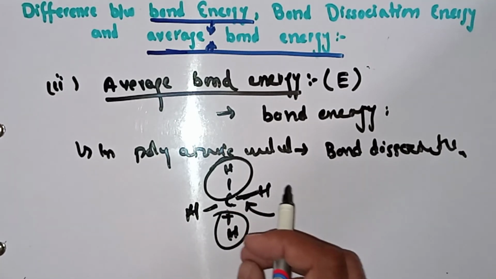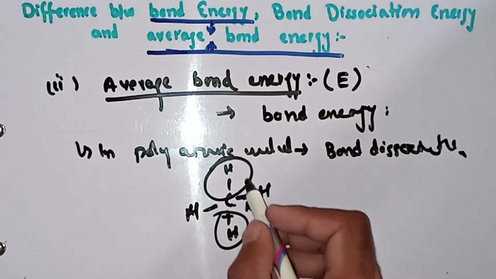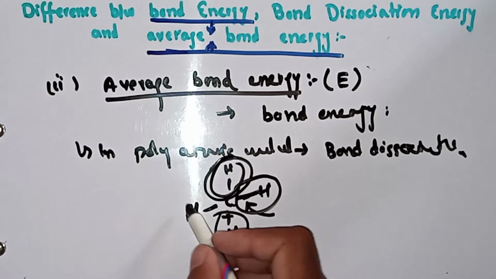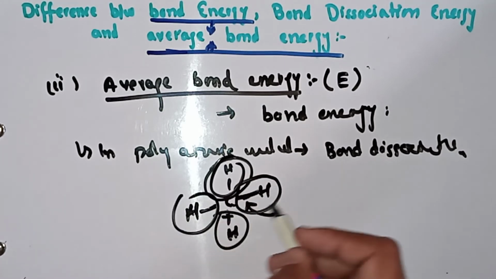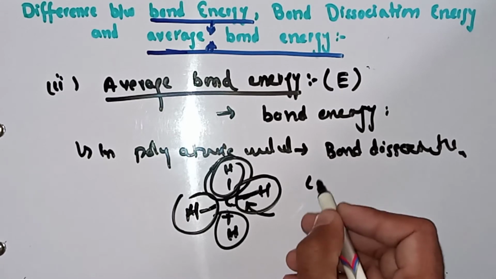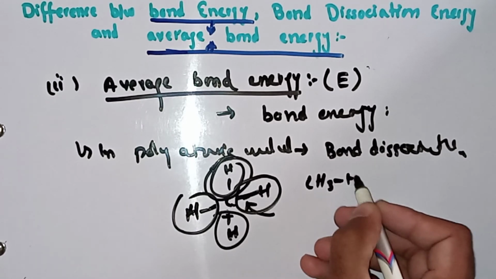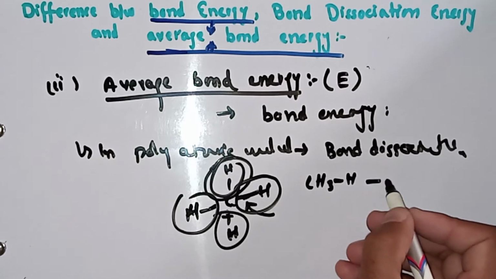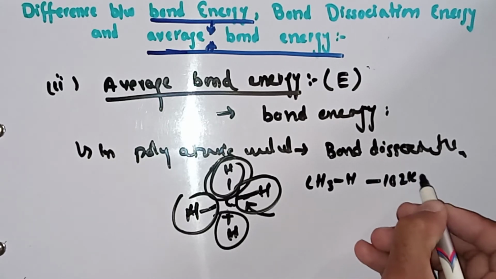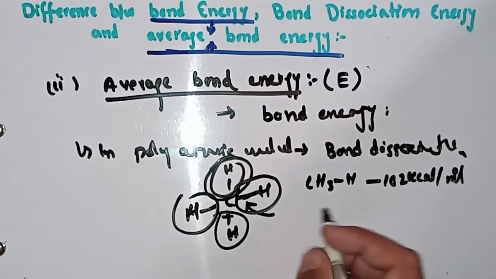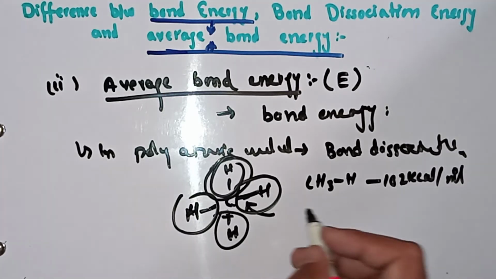These are involved in this phenomenon, so that's why the bond energy of all the bonds is different from each other. But experimentally, in case of CH4, when the bond is CH3-H, if you break the bond, this will require 102 kilocalorie per mole. The bond dissociation energy will be 102 kilocalorie per mole.